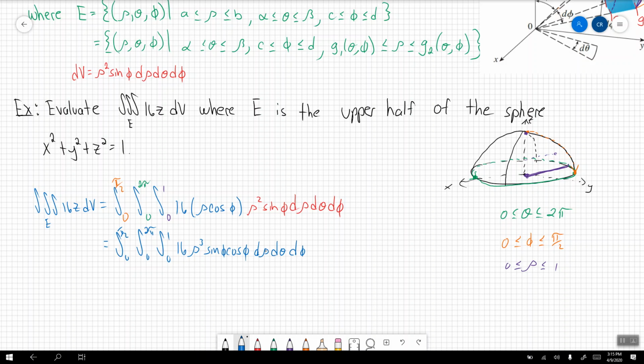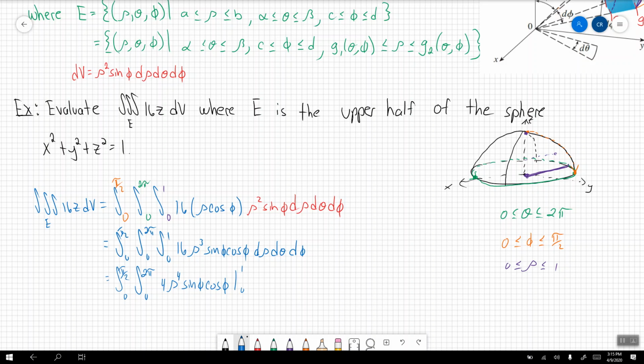So my first integral is going to be with respect to phi. We're going to go through and evaluate that. That's going to be divided by 4, so that's going to be 4 rho to the 4th sine phi cosine phi, evaluated from 0 to 1. Perfect. Now we're going to keep going.